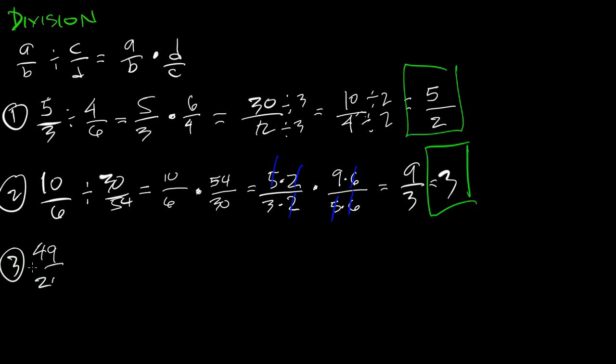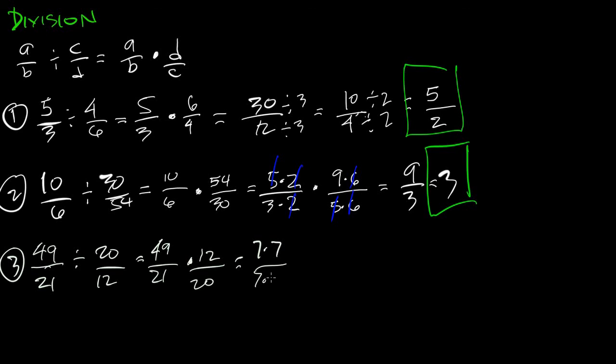49 over 21 divided by 20 over 12. Kopyahin nyo lang yan ulit katulad ng ginawa natin kanina. And then, times 12 over 20. So, ano ang factor ng 49? So, we have 7 times 7. Sa 21, we have 7 times 3. Times, sa 12 naman, we have 4 and 3. Sa 21, we have 7 and 3. So, mangyayari, cancel nyo lang ito. Cancel, cancel, cancel, cancel. So, we have 4 and 3. And that's it.